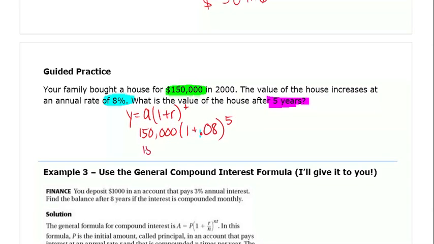Okay, if I want to simplify that a little bit, all I would do is add my 1 and my 0.08 on the inside. And if I then type that into the calculator, it would be $220,399.21.